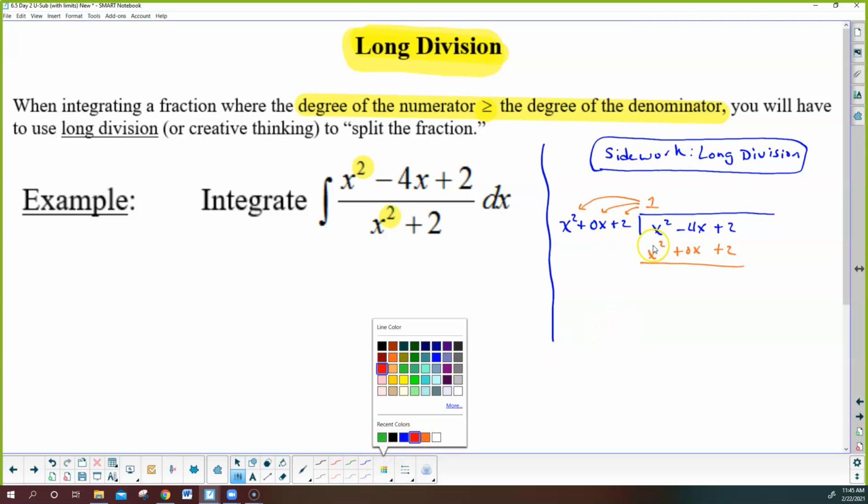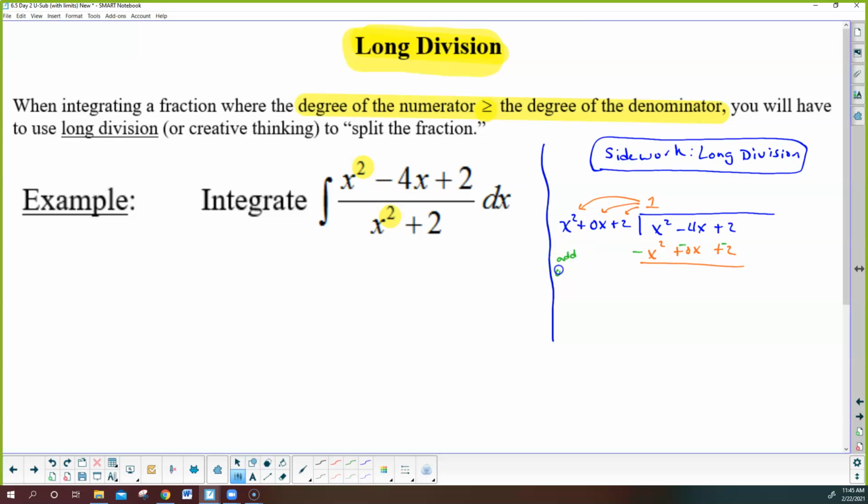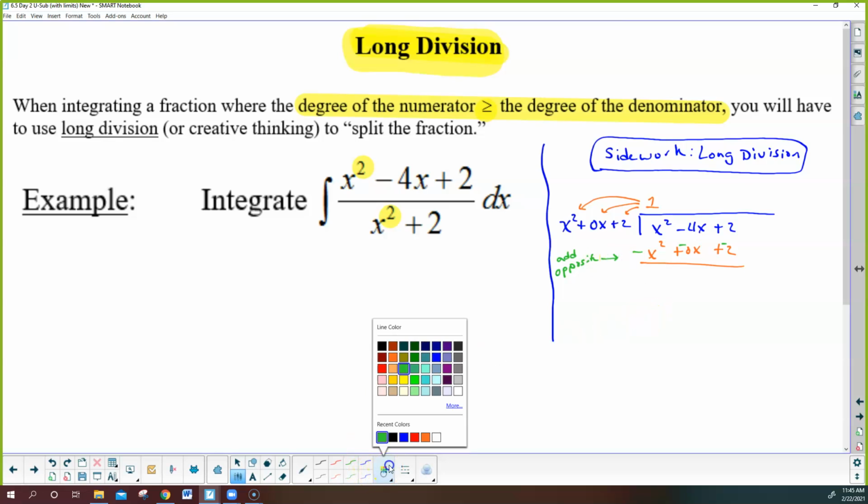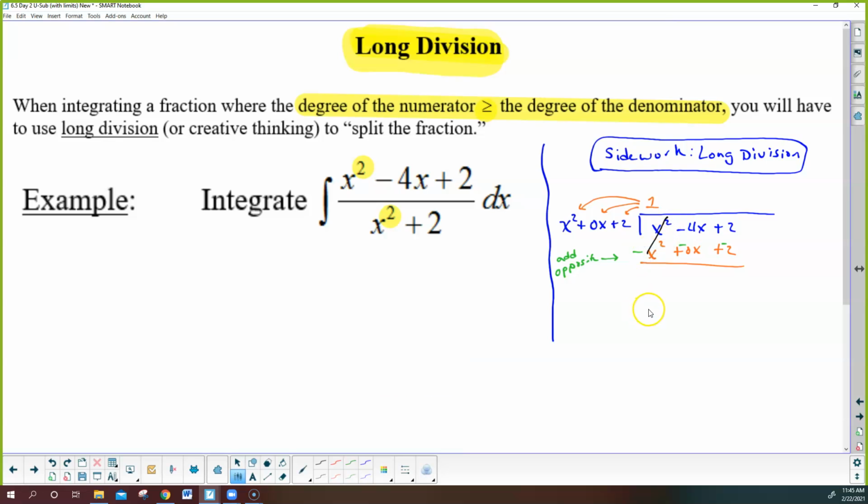And then if you remember how long division works, we always add the opposite. So I like to match it perfectly and then say add the opposite. I change the sign values to a different color so it appears better. So we add the opposite sign. And then in that case, we get an x squared plus a negative x squared. Those go away. Negative 4x plus negative 0 is just negative 4x. And 2 plus negative 2 is 0. I'm not going to write that.